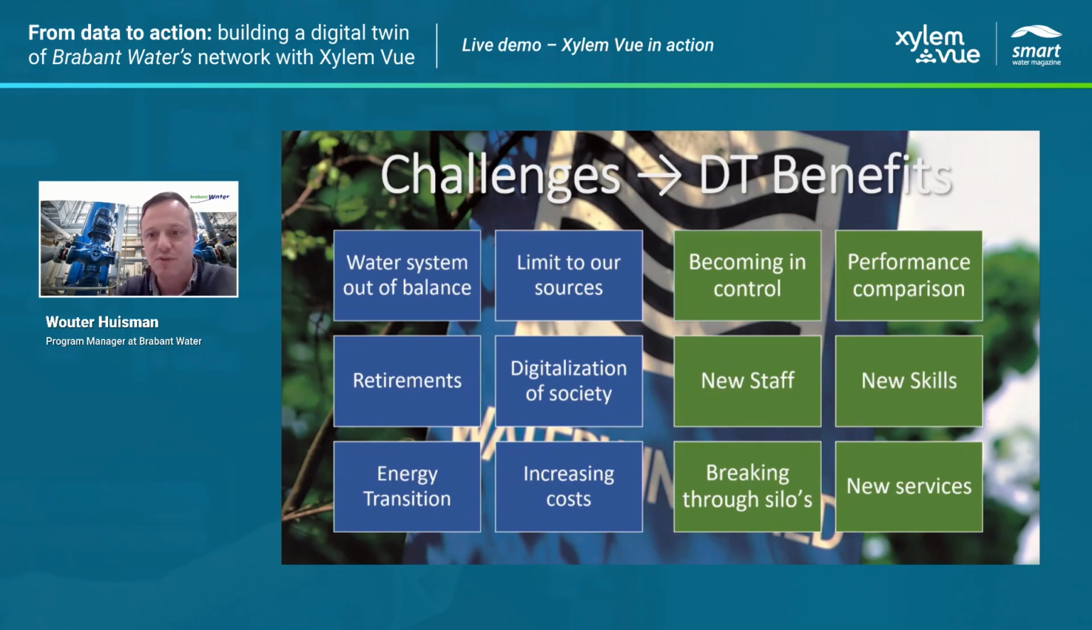We already see that we are becoming more and more in control. We have many more pressure sensors giving us information of the actual pressure in the network. We are also able to perform comparison between areas, so we can already see some areas that maybe perform better or worse. Another very important thing, to make the project a success, is that we have new staff, so new skills coming in.